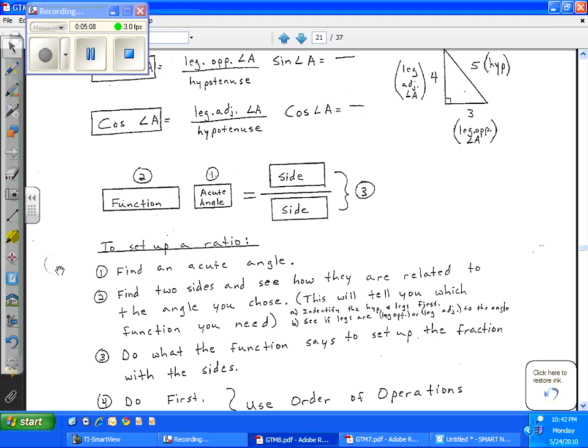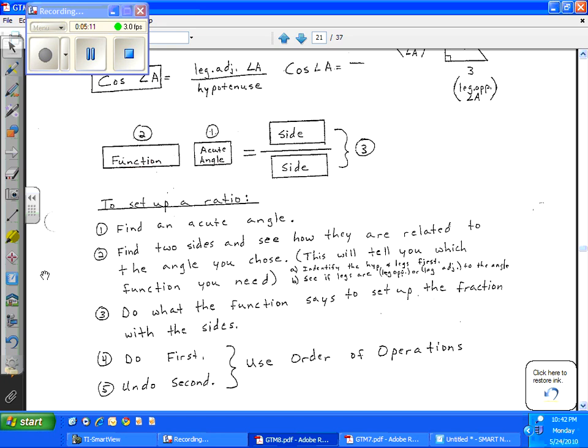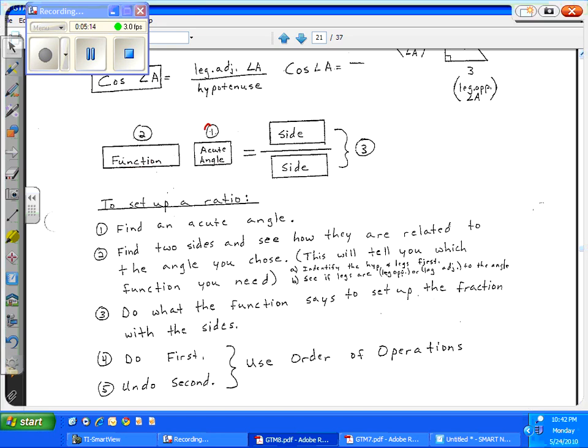Now, to set up a ratio, notice I have those numbered 1, 2, 3. So the first thing you're going to do is identify the angle. Find an acute angle. And then you're going to find two sides and see how they're related to the angle that you chose. The two sides that you're talking about, are they leg opposite, leg adjacent? Are they leg adjacent, hypotenuse? Are they leg opposite, hypotenuse? What are they? This will tell you which function to use.